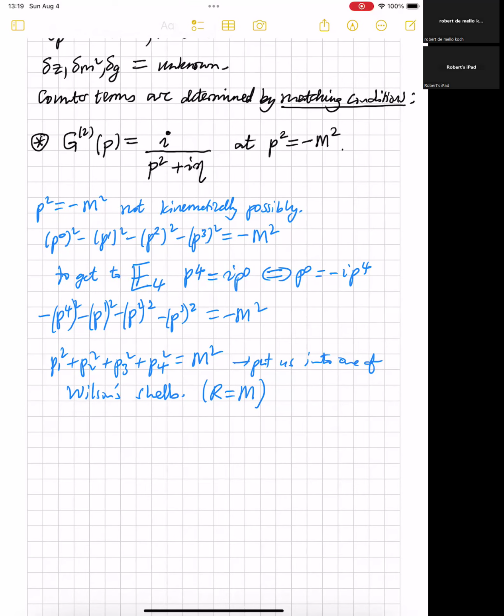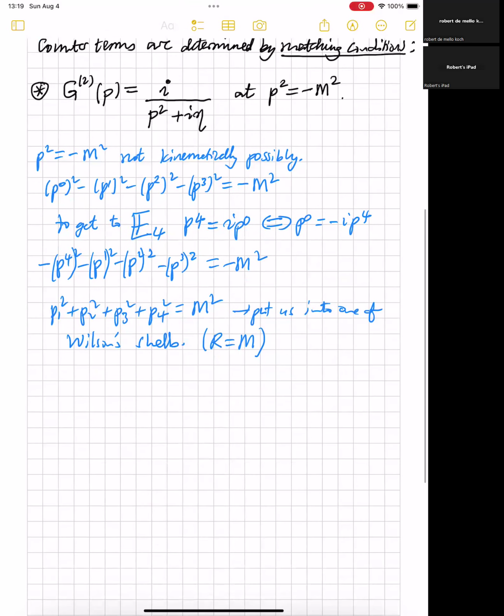There's something else we can say. Because p squared equal to minus m squared is not kinematically possible, we're never going to hit a pole of some particle. There's no particle that has a pole there. There's no bound state that has a pole there. So that means we can freely adjust m. So we're going to adjust m a little bit, and we won't hit a singularity.